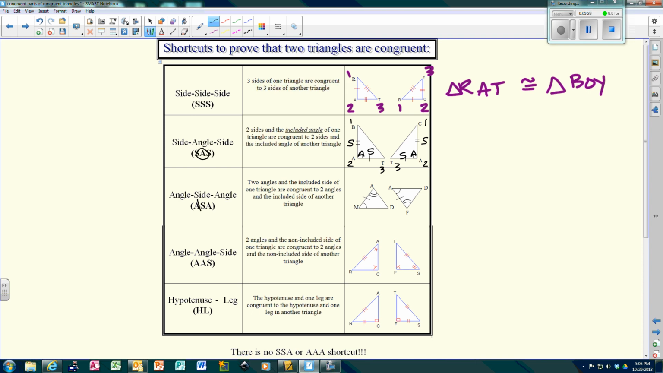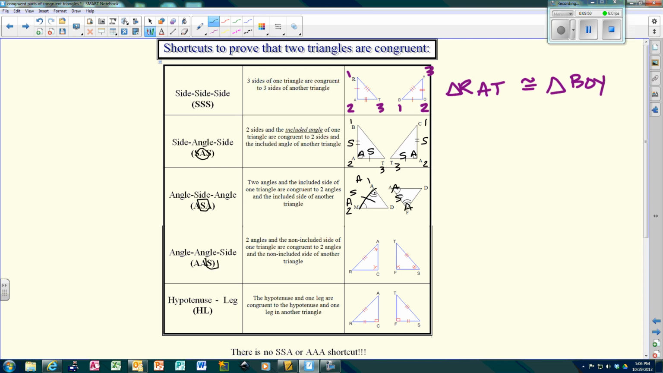See how the S is in between the angles? See how I have these 2 angles, angle 1 and angle 2? The side is connecting them. So this would be angle, side, angle. And then we have angle, angle, side.